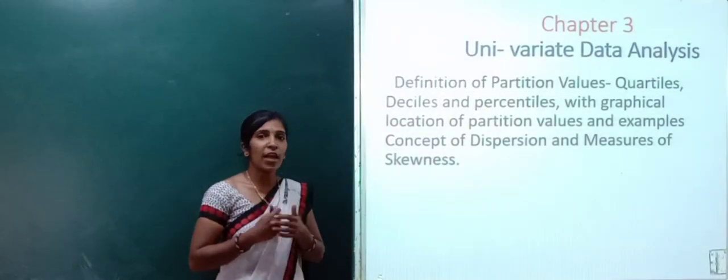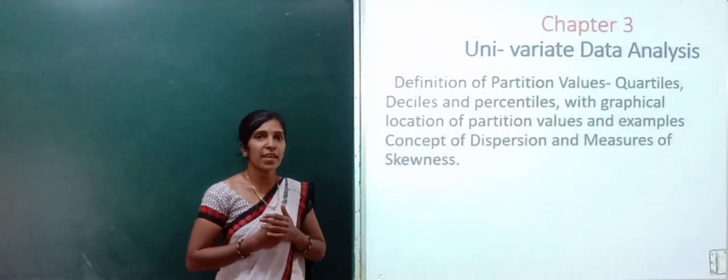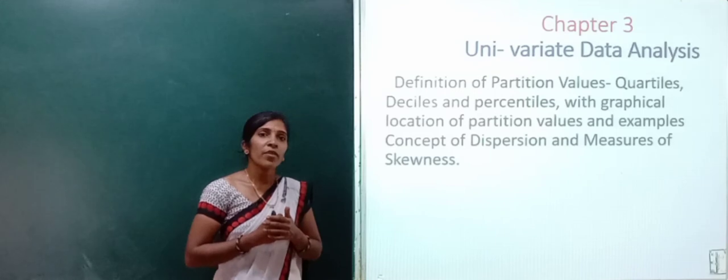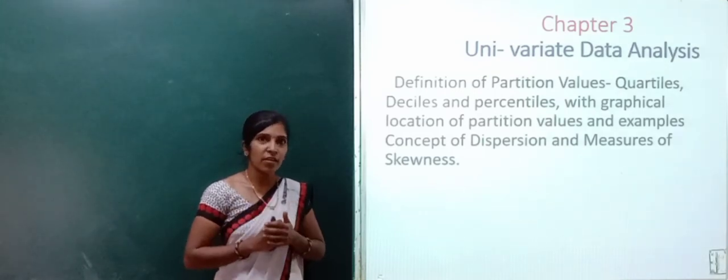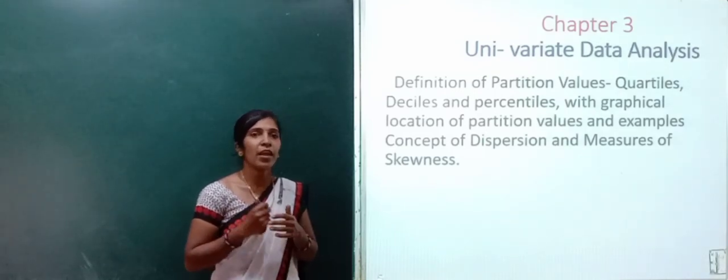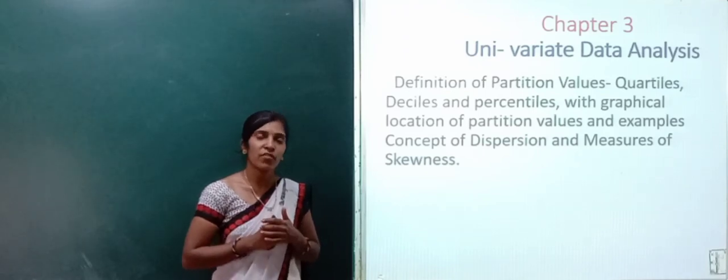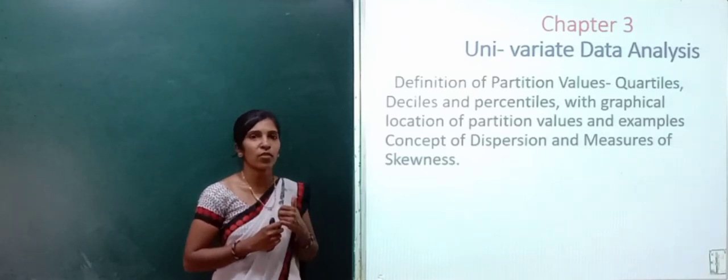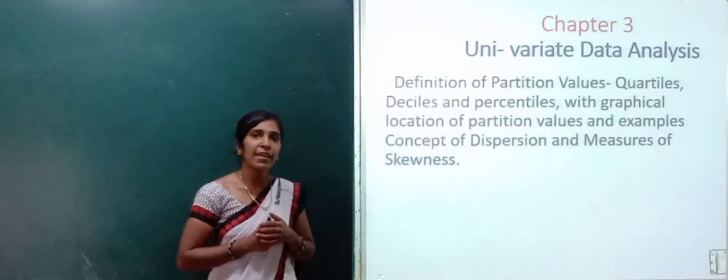skewness. Here we calculate two types of skewness: Karl Pearson's coefficient of skewness and another one, Bowley's coefficient of skewness. These two types of skewness we will study in the third chapter.